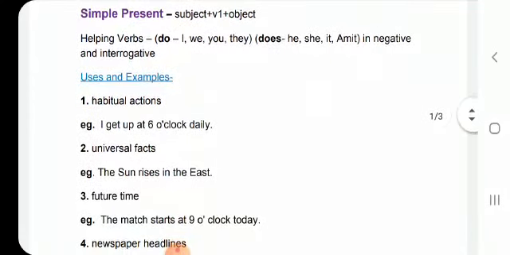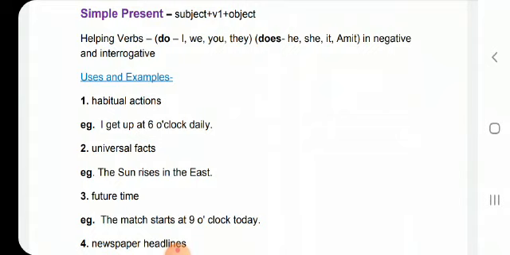First of all, let us take simple present. When we talk about simple present, the structure or syntax of the sentence is: first of all we write subject, first form of the verb, and object. And remember that when we want to make its negative and interrogative, we use do and does. Do is used with I, we, you, and they. And does is used with he, she, it, and any proper singular noun.